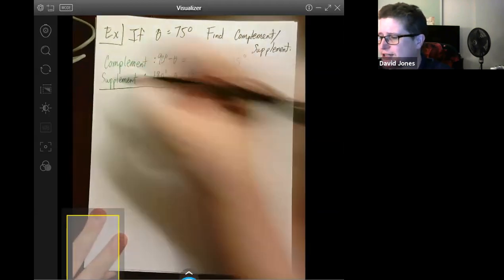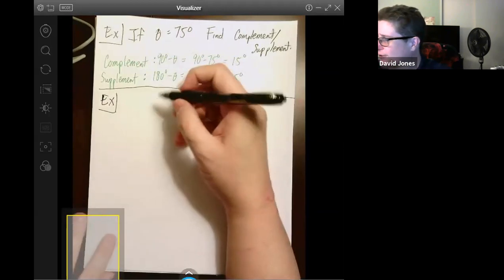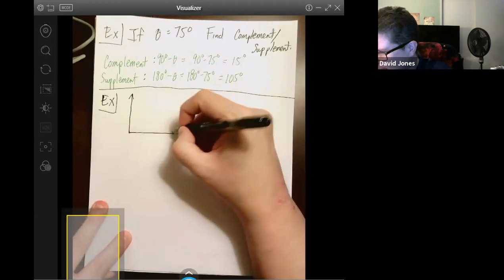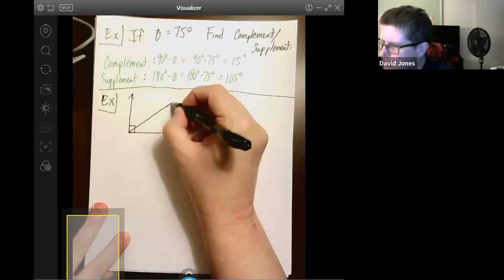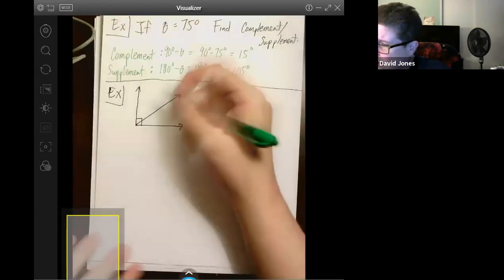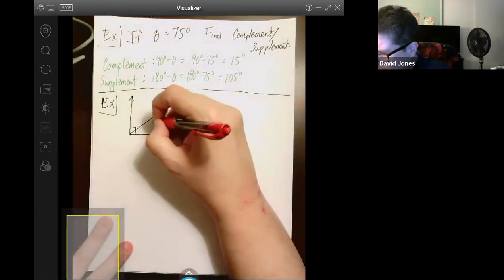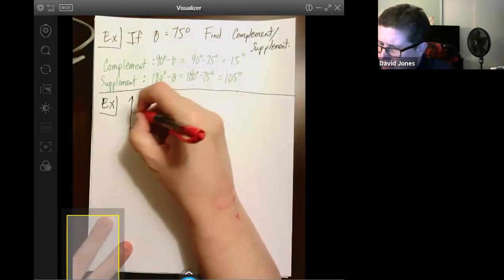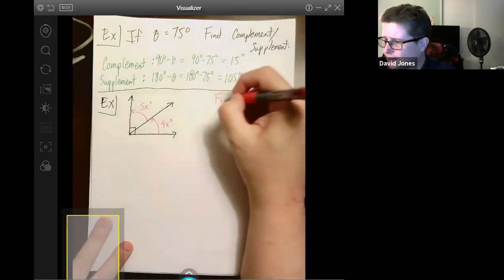There are some things we can do with this when we don't know the angle or we're looking for a value. Let's say we have, this makes a right angle. And we have two angles here. This angle here is 4x degrees. This angle here is 5x degrees. Find the two angles.